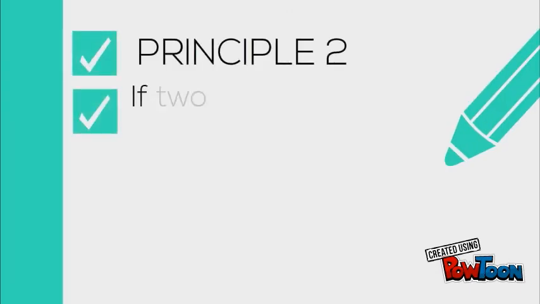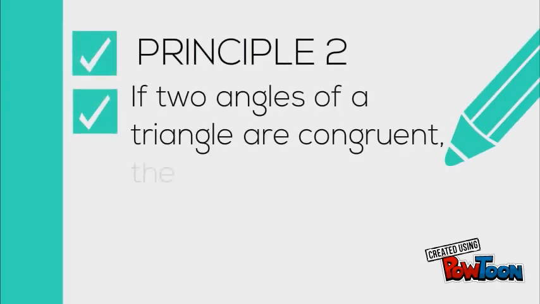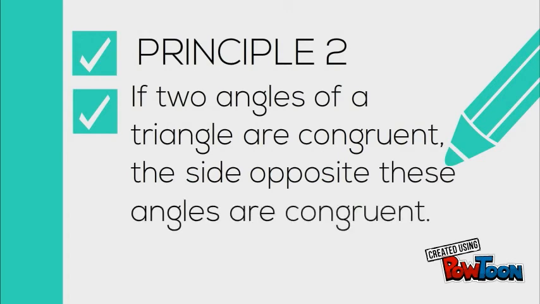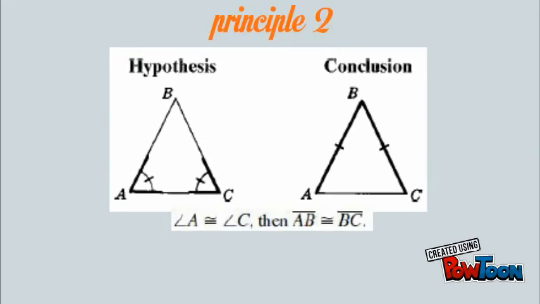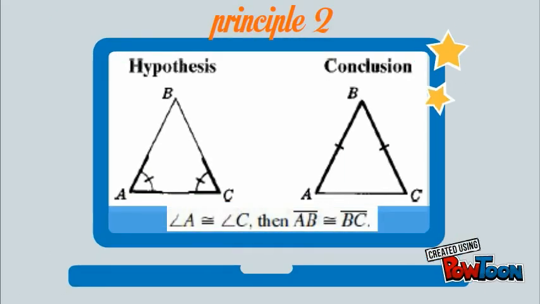Principle 2. If two angles of a triangle are congruent, the sides opposite these angles are congruent. This is the example for principle 2. Angle A and angle C are congruent, so line AB and BC are congruent.